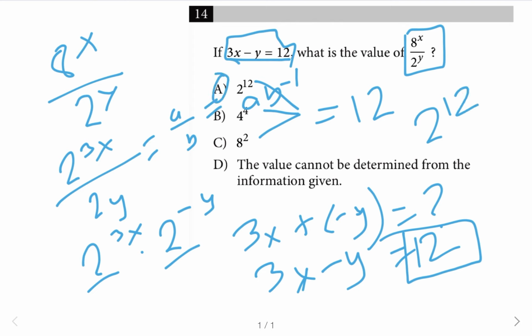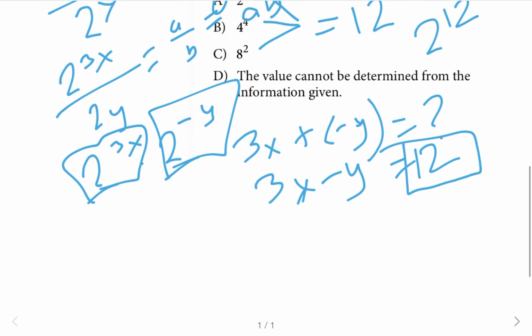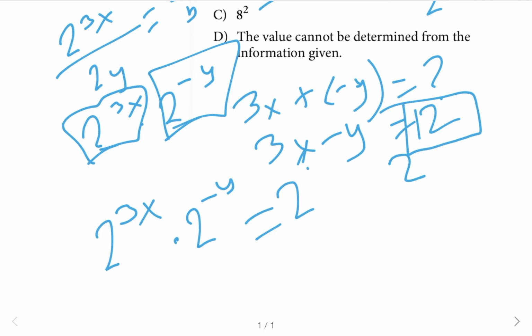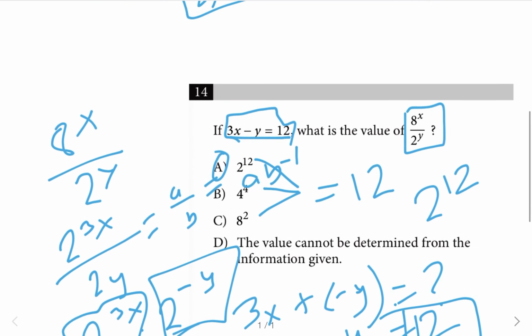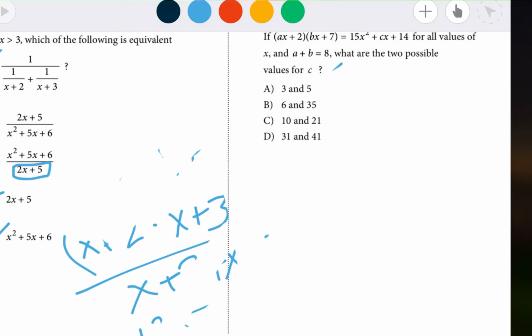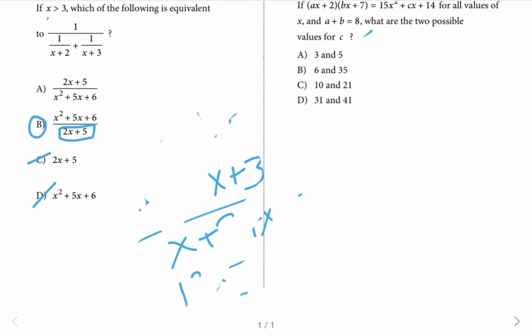So the answer is going to be 8, because everything that we did so far was in the base of 2, like down here, 2 to the power of negative y. So everything that we did was 2 to the power of something. So we have to make it so that it's 2 to the power of 12. So 2 to the power of 3x times 2 to the power of negative y is equal to 2 to the power of 12. That way we get our equation of 3x minus y is equal to 12, which is why the answer is A, as mentioned before. Let me just erase this. Well, question 15 is going to be a long one.